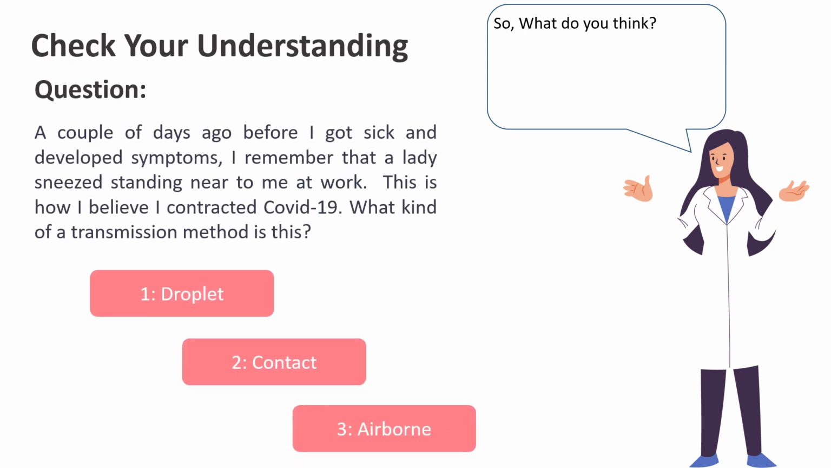Check your understanding. Question. A couple of days ago before I got sick and developed symptoms, I remember that a lady sneezed standing near to me at work. This is how I believe I contracted COVID-19. What kind of a transmission method is this? Droplet. Contact. Airborne. So, what do you think?